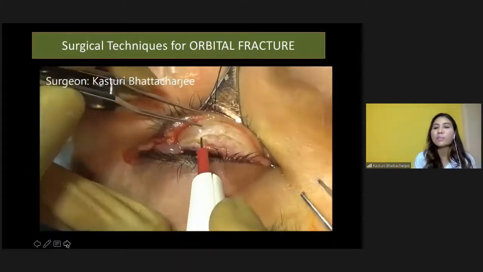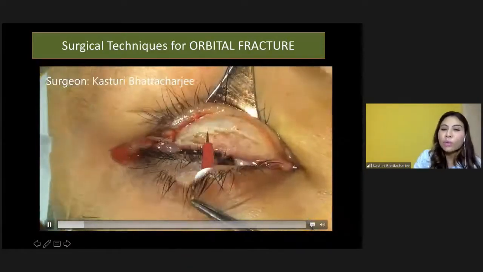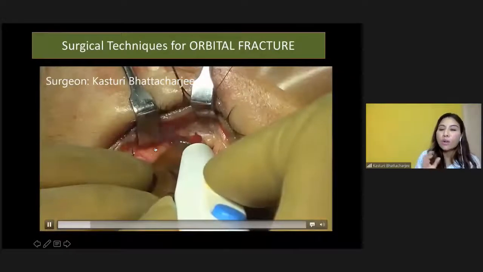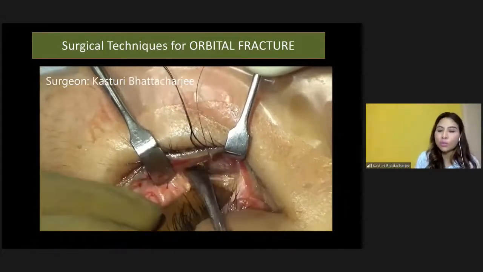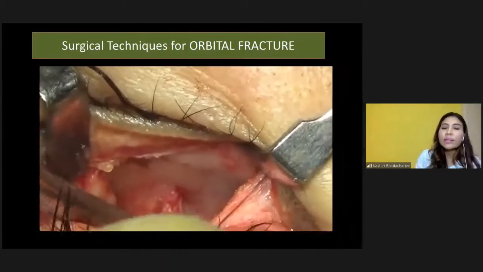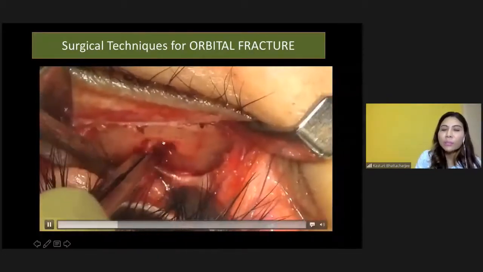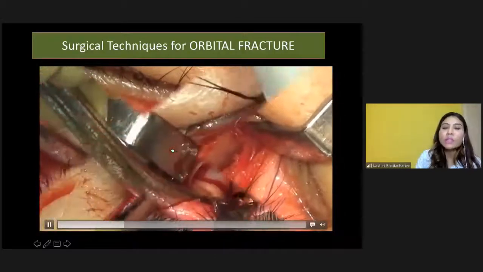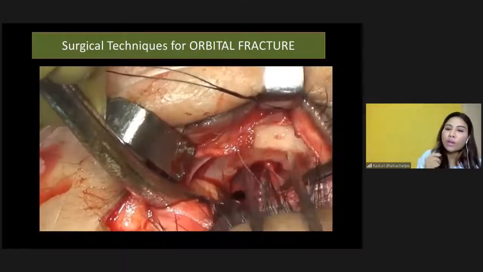This is a very simple technique of doing a fracture repair. The most important thing is you have to do a canthotomy and cantholysis in order to give space to this orbit. You need space to manipulate within the orbit. Then you incise your periosteum, and this is the fracture. You can see the fracture along with the entrapped muscle. So by a very careful hand-over-hand technique, you try to pull.